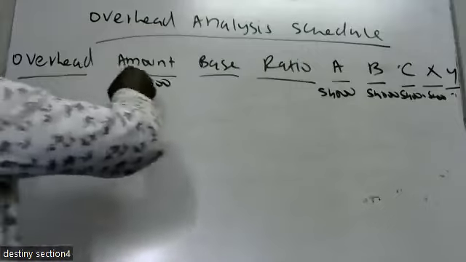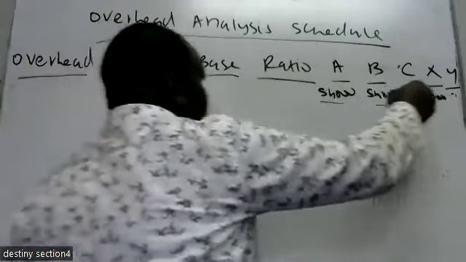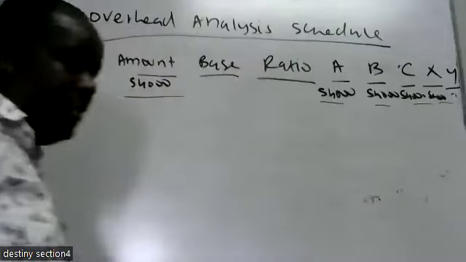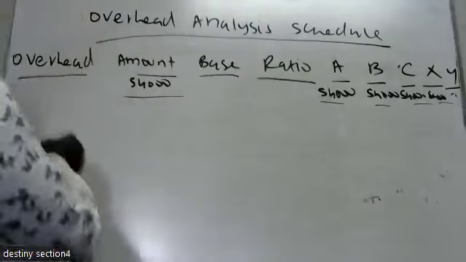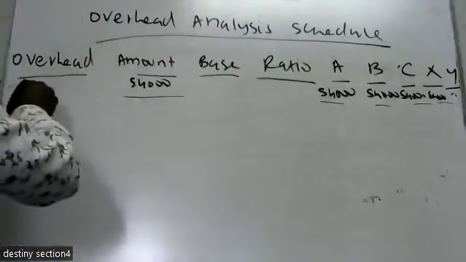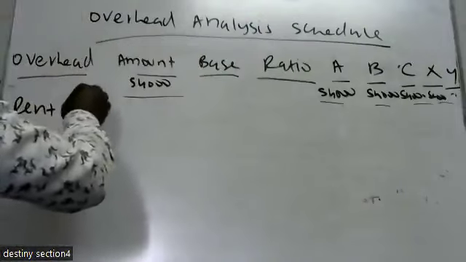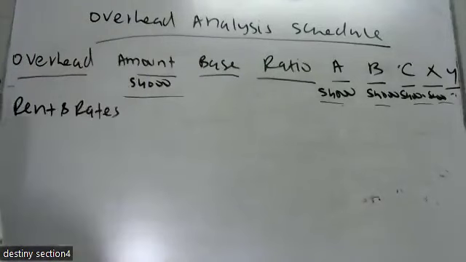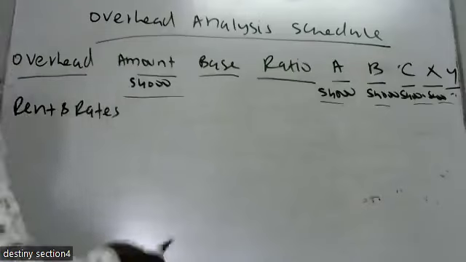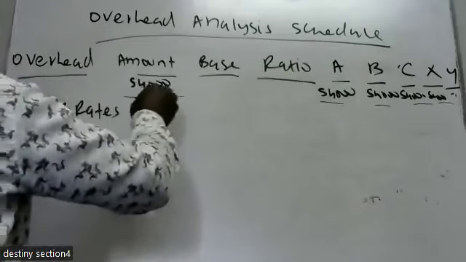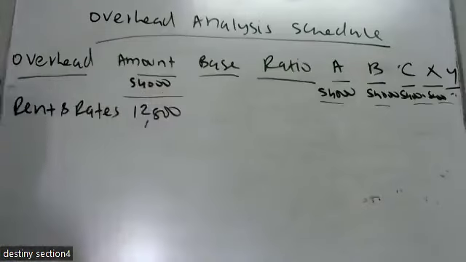So the first one from the question, are you able to see rent and rates? Yes. So we start with rent and rates. The amount given is 12,800.